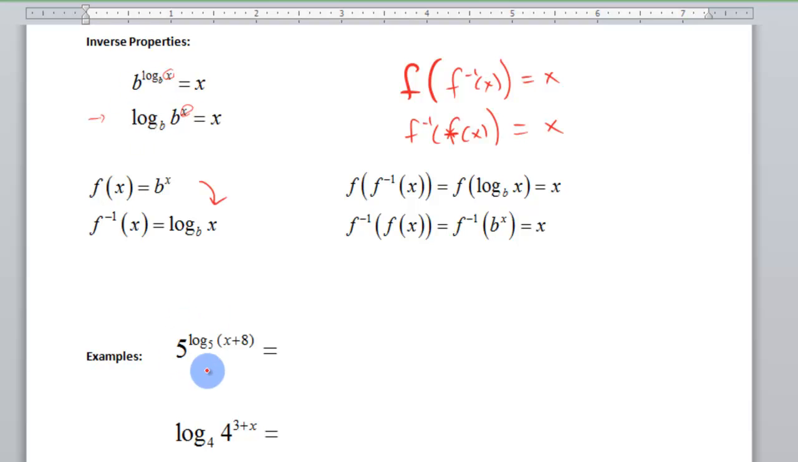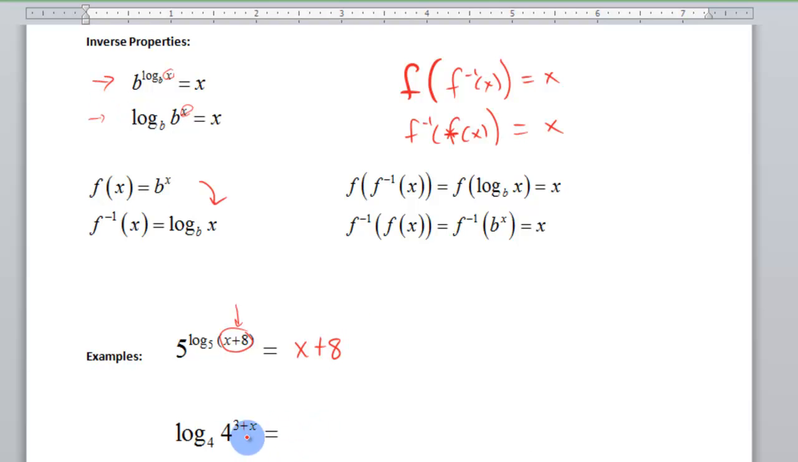Look at this example. 5 raised to the log base 5 of x plus 8. Well, you're like, what do you do here? Well, the base and the base are the same, so you're just going to get what the input is, and the input is this mess here, so you get x plus 8. That's what it equals. That's according to the first rule right here.